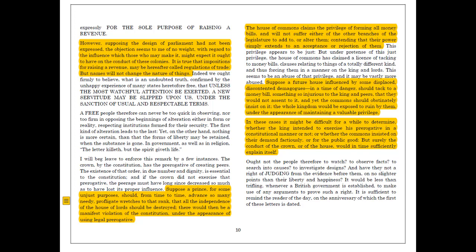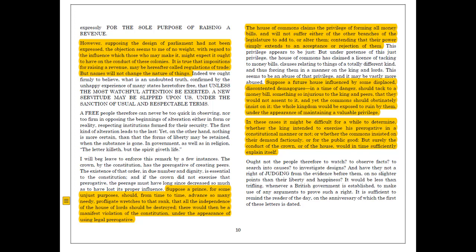Dickinson's answer is, well, they may hereafter be called regulations of trade, but names will not change the nature of things. Notice how that contradicts what he just said, the core of his argument. The core of his argument is that it's exactly the purpose of things that determines constitutionality. But here he says names will not change the nature of things. And he gives us a great little analogy or example here at the bottom of the left-hand column.